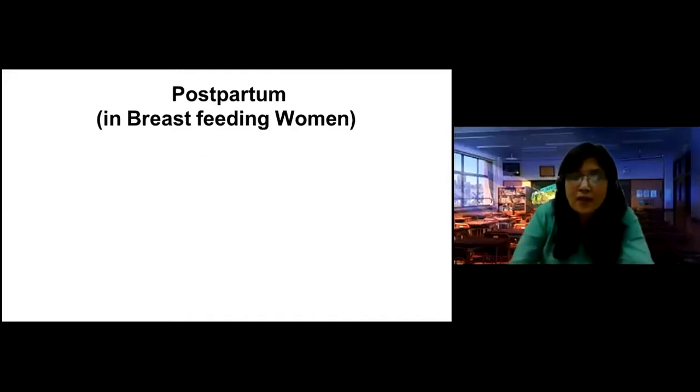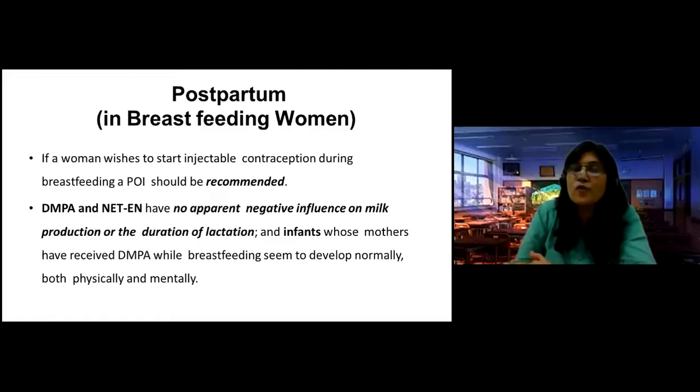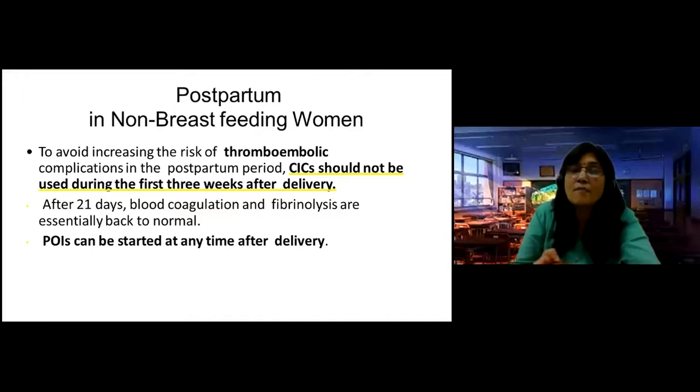What about postpartum? Already answered this question. It is recommended, with no negative influence on the duration of lactation or on the infant, but it should be started after 6 weeks. Now, for those women who are non-breastfeeding, to avoid increasing the risk of thromboembolic phenomena, do not start the combined one immediately; wait for 21 days, and after 21 days, the combined ones can be started.